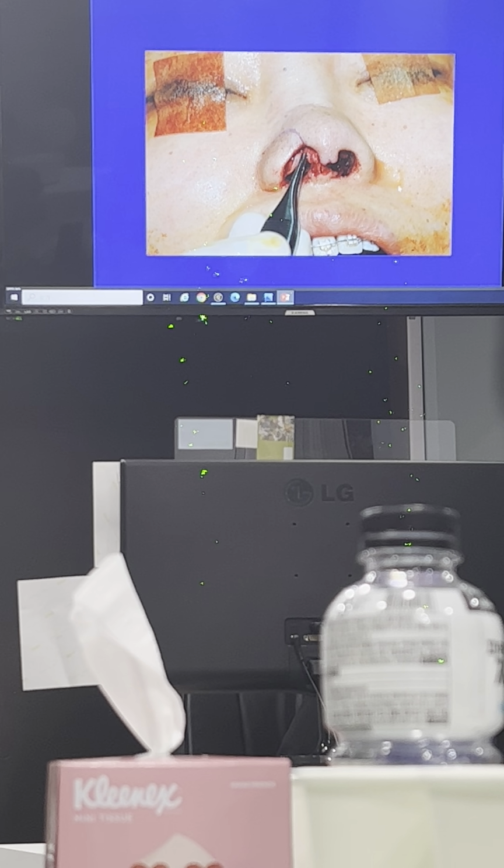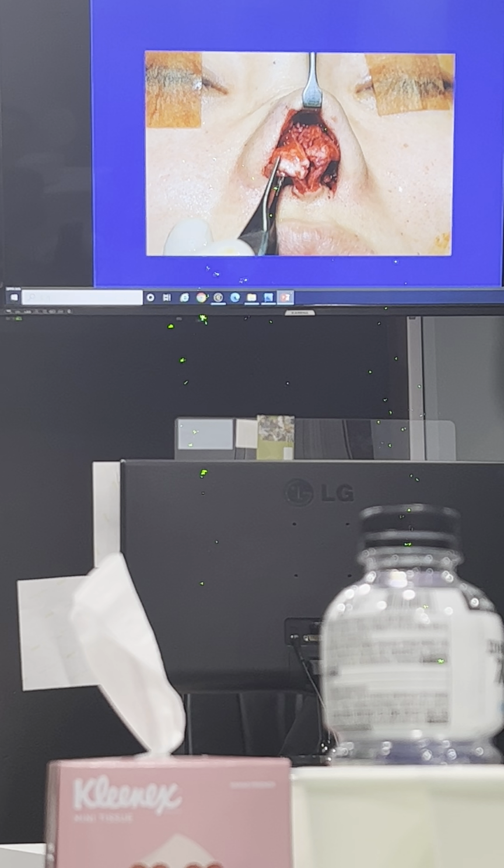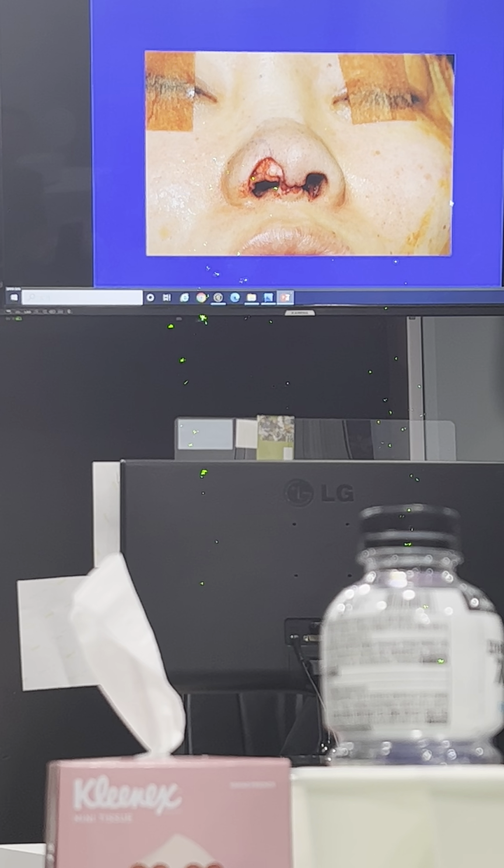So this is the design. We need three layers: mucosa, cartilage, and skin. At first, I want to make the mucosa using this skin, turning the flap outside to inside. After that, we need cartilage. This is the cartilage. And then we need skin.